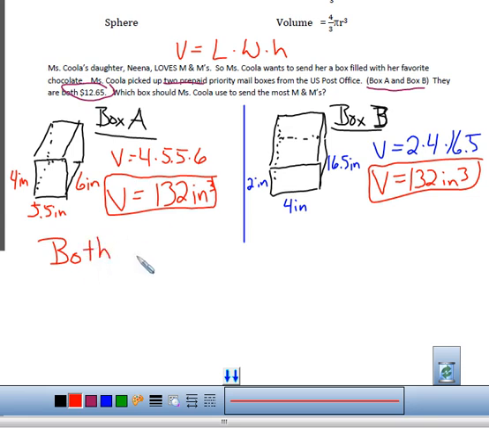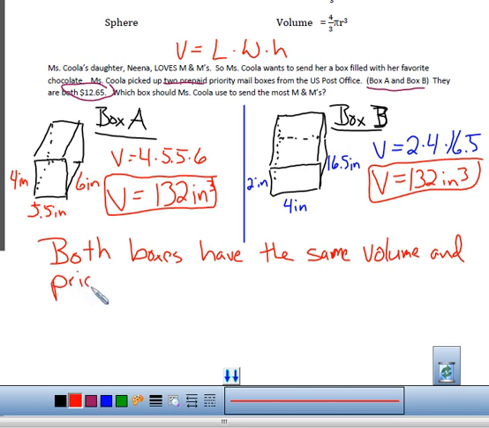So, a sentence would be: both boxes have the same volume and price, so Miss Kula can choose either one.